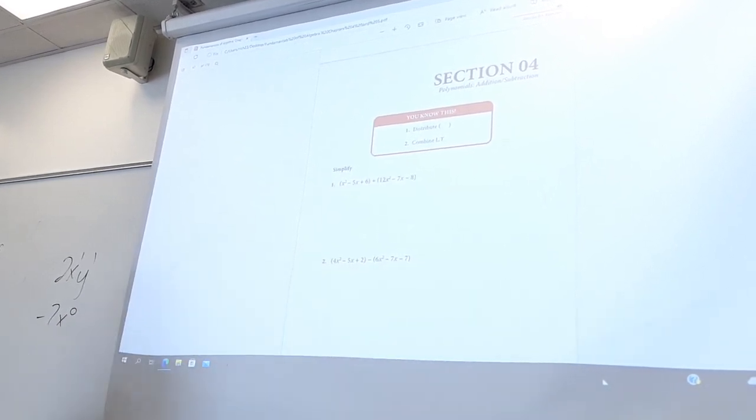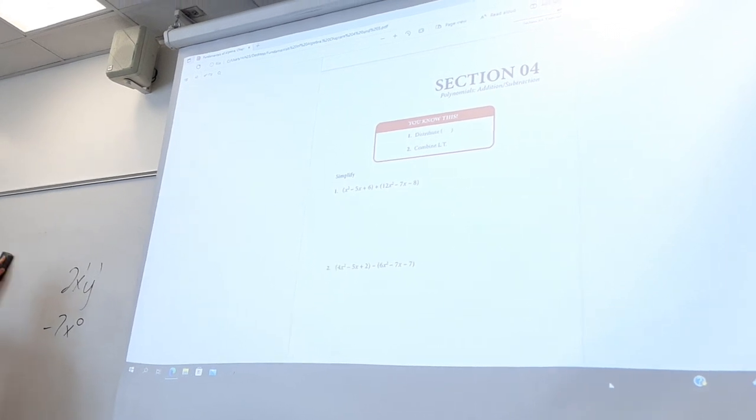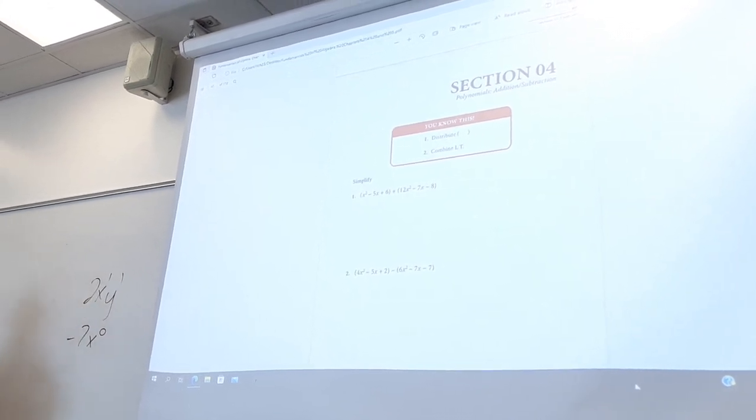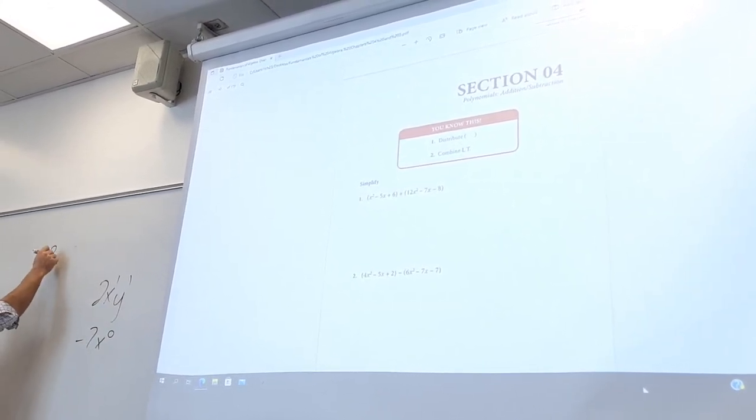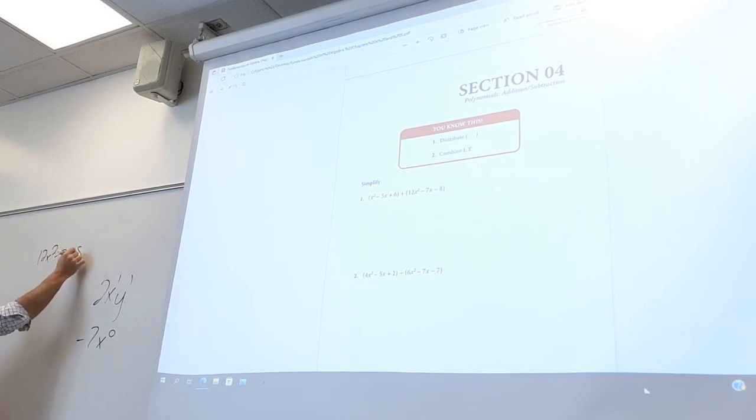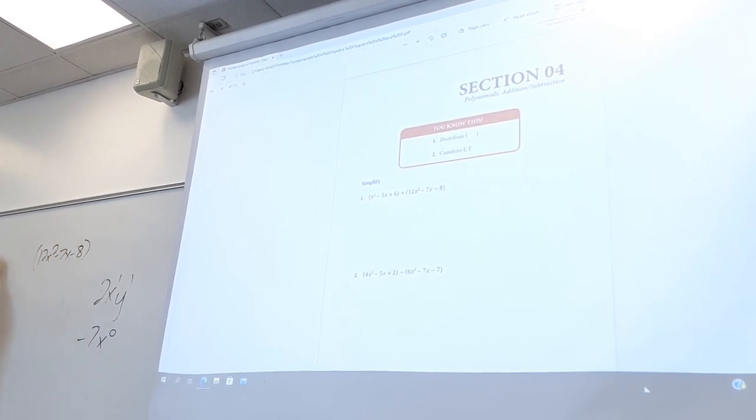So I'm going to write this problem on the board real quick. Somebody read it to me. X squared minus 5x plus 6 in parentheses. What's the next one? Plus 12x squared minus 7x minus 8. Minus 7x minus what? 8, okay? This is in parentheses. I have x squared minus 5x plus 6. This is in parentheses, and I have plus.